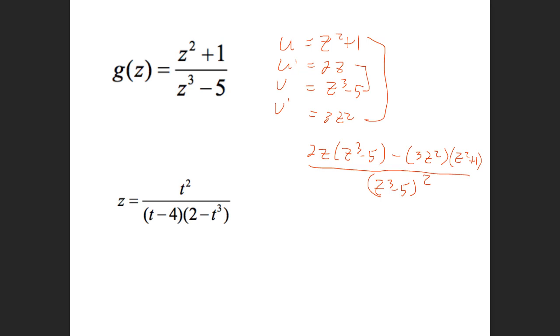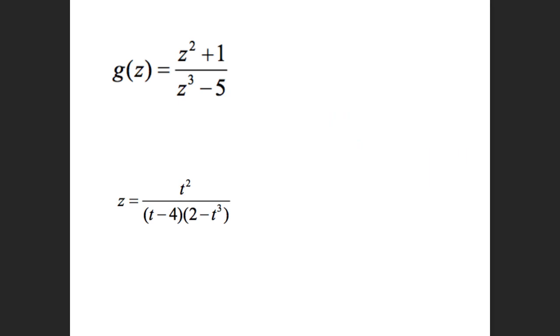Okay. Now that one was fairly easy to do. It wasn't too bad. Now the next one is going to be a little bit tougher. So again, I'm going to use u prime, v prime. Oh, you got the answer? Woo-hoo. Yikes. All right, so u is equal to t squared, u prime is equal to 2t. V is equal to t minus 4 times 2 minus t to the third. Well, then I have to take the derivative of that. Well, the derivative of that is the product rule.